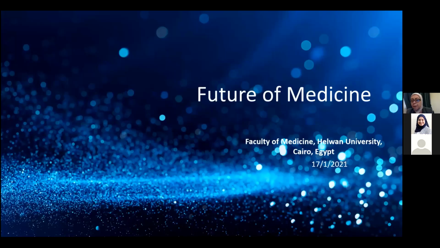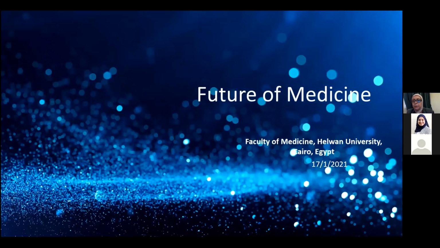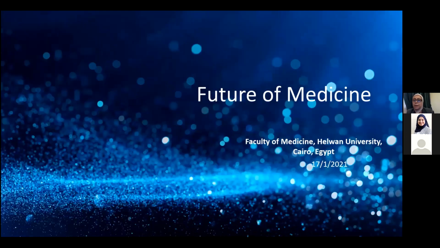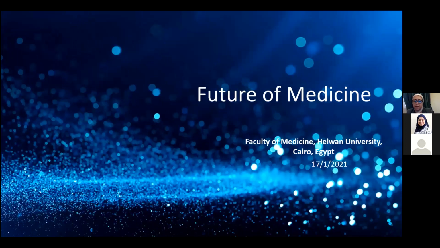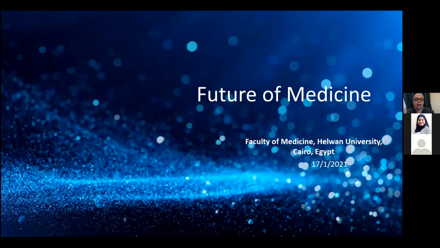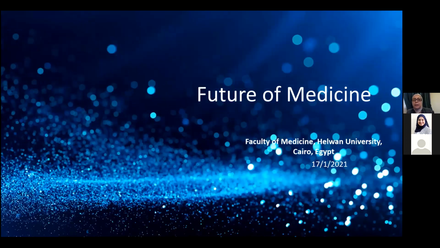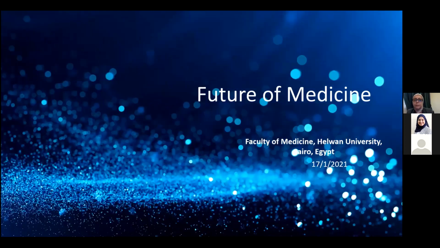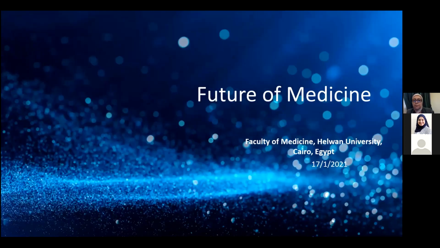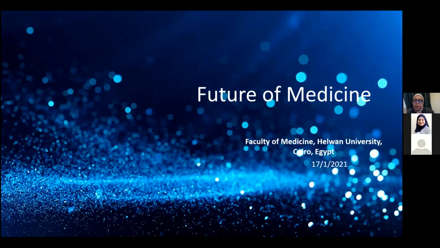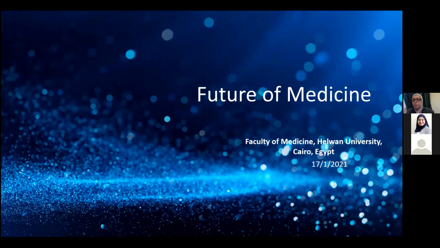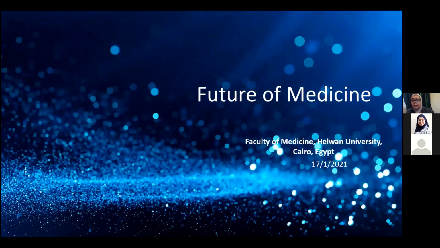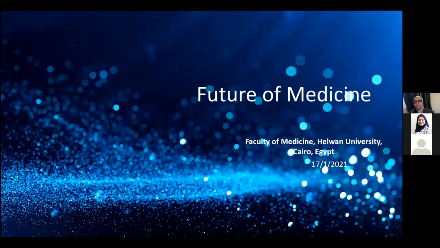Future of medicine. It's an important topic because it gives us insight about how the research in the upcoming years will be like. It gives us also insight how the medical education should be for these generations. And we should know that in this era, there is a major change in the field of research in medicine and even in all scientific research as a whole.